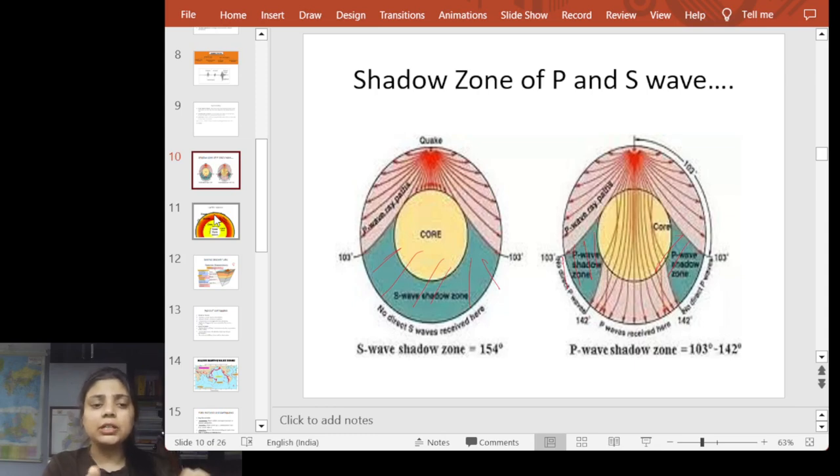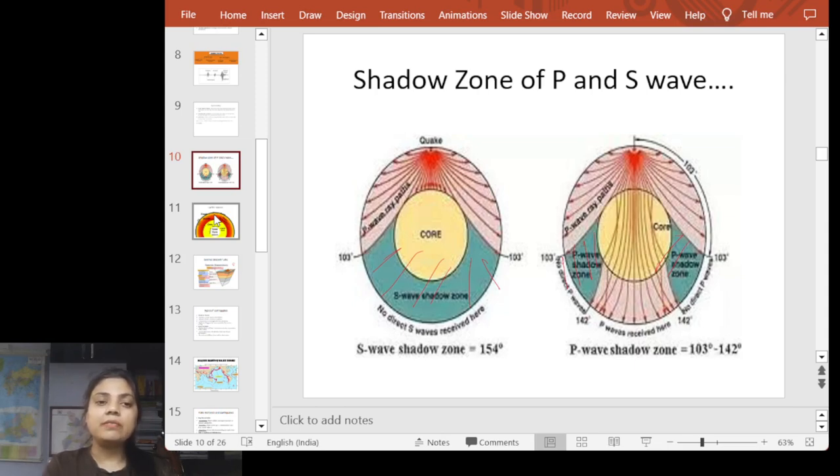So the region on the earth surface where seismograph cannot detect the seismic wave is termed as the shadow zone. Here you can see the two shadow zones, of P wave and of S wave. The question has been asked which wave has the larger shadow zone. You can see the S wave has a larger shadow zone in comparison to the P wave. So why does the S wave have a larger shadow zone than the P wave?